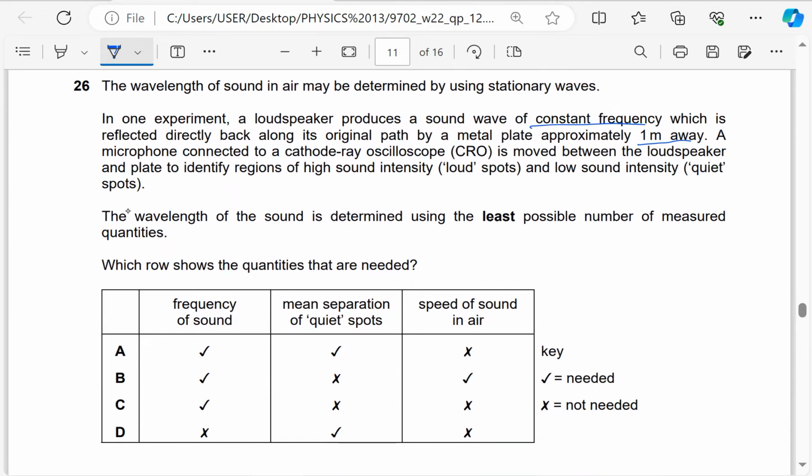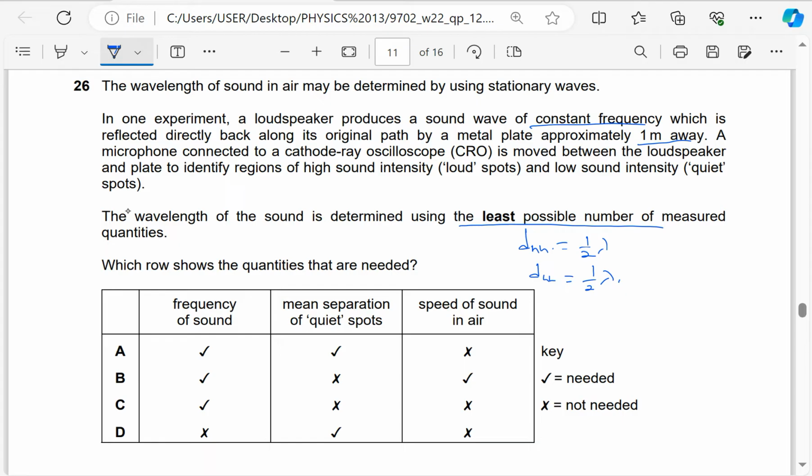The wavelength of the sound is determined using the least possible number of measurements. Of course, the least possible number of measurements will be the distance between two successive high points, which is half wavelength, or the distance between two successive low points, which is still half wavelength. So it means the wavelength is twice the distance between two successive quiet points or two successive highest points. Which row shows the quantities that are needed?